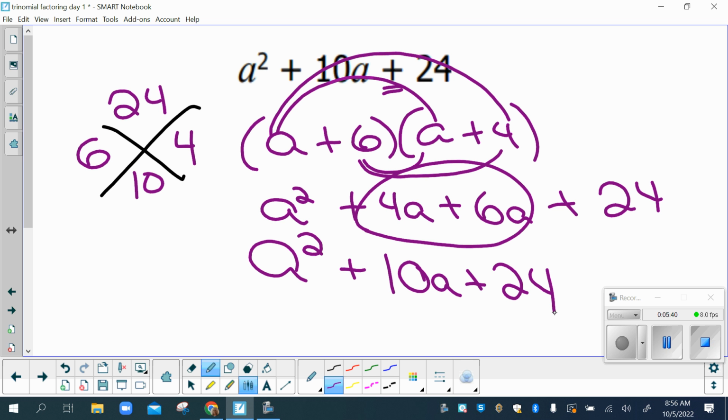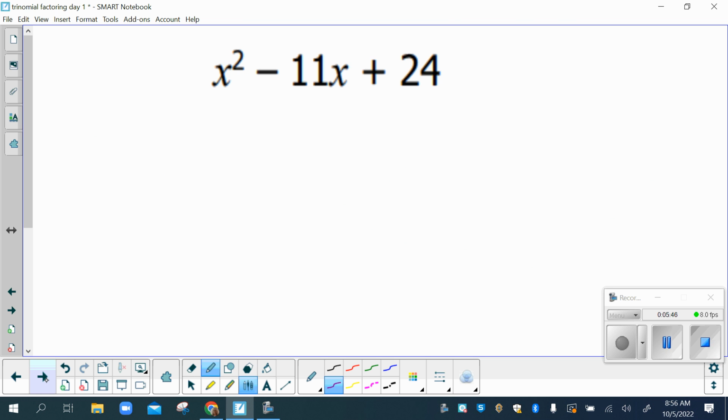Okay, we're going to step it up a little bit. I'm going to lobster you. That means put you in a pot of water and turn up the heat a little bit. That's how you cook a lobster. This one's a little bit trickier, right? Watch what we're thinking on this one.